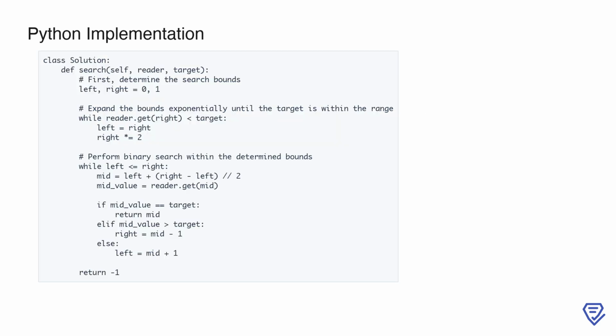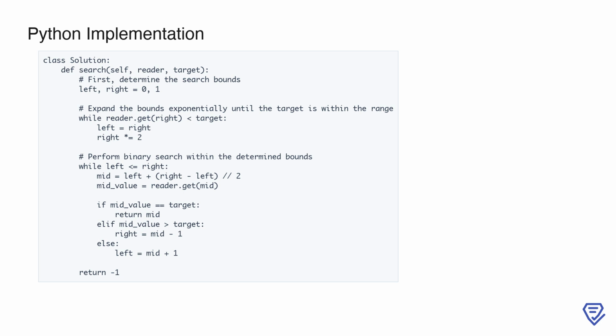In this Python implementation of LeetCode problem 702, we aim to find the index of a target value in an infinite sorted array, accessed through the array reader interface. The solution begins by determining the search bounds. Since the array is infinite, we cannot use a fixed range. Instead, we start with left equals 0 and right equals 1. We then expand the bounds exponentially by doubling the value of right until the target is within the range, i.e., until reader.get(right) >= target. This ensures the search range encompasses the target value without traversing unnecessary indices.